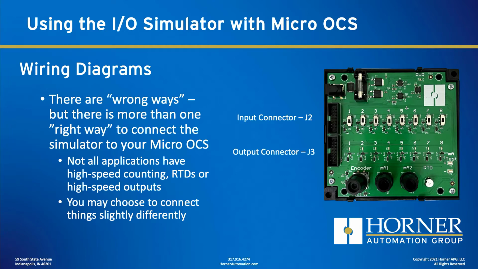So just because you may want to do some variations to what I'm showing you here, that doesn't mean that what you're doing is necessarily wrong. Not all applications are the same. Not all applications have high-speed counting, RTD temperature sensors, high-speed outputs, etc. You get my drift. So you may choose to connect things slightly differently, but again, that doesn't make it wrong.